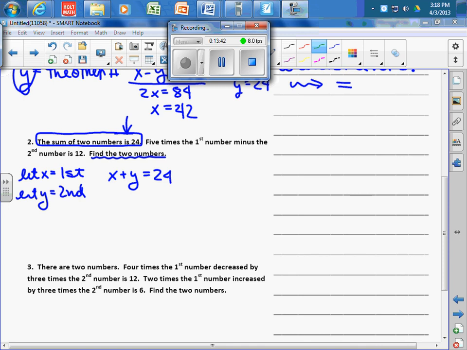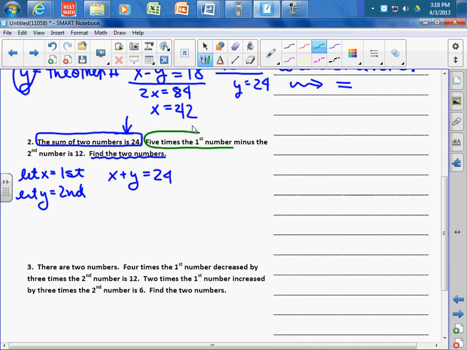But let's take this second sentence and see what it says. 5 times the first minus the second is 12. There's an equation in there, and we need to translate this so that we get an equation. The first thing I'm going to do is find the equal sign. What word will give you the equal sign? Right there it is. The "is," right? So something equals 12.